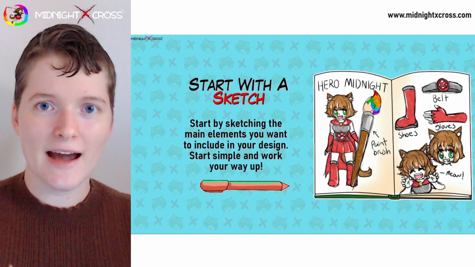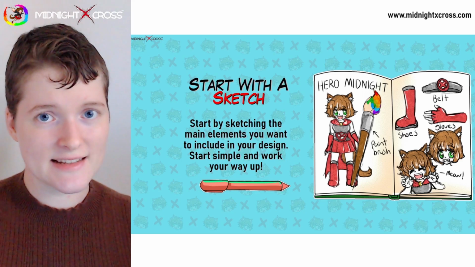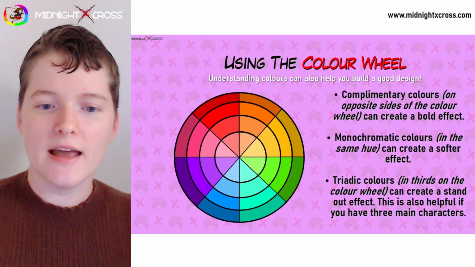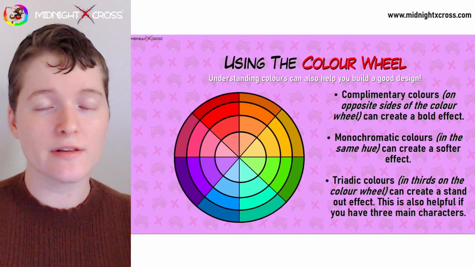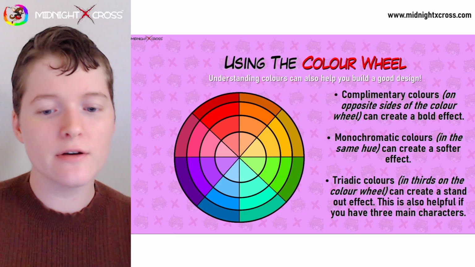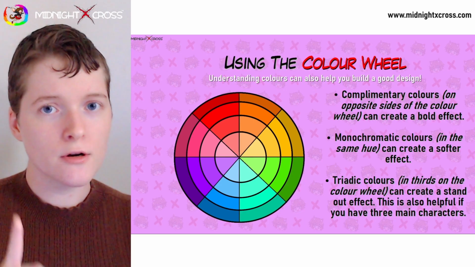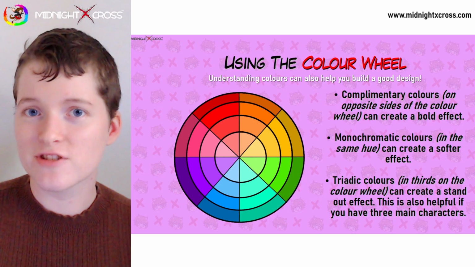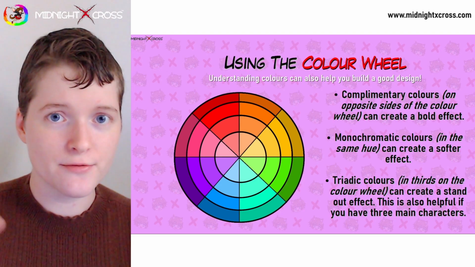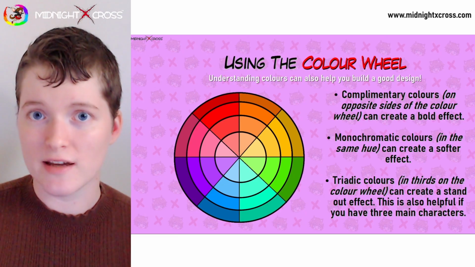So when you're developing your characters, there is an easier way to make this process simpler. It's important to start with a sketch, start simple and then work your way up, building more details along the way. It's also very helpful to understand how to use the color wheel, especially when it comes to shonen character design. Complementary colors on opposite sides of the color wheel can create a really bold effect. You will notice that in many shonen manga or anime, most of the main characters will usually have complementary colors in their design. And then monochromatic colors are colors in the same hue, so different shades like red and then pink, for example. And this can create a softer, more aesthetic look in the character's design.